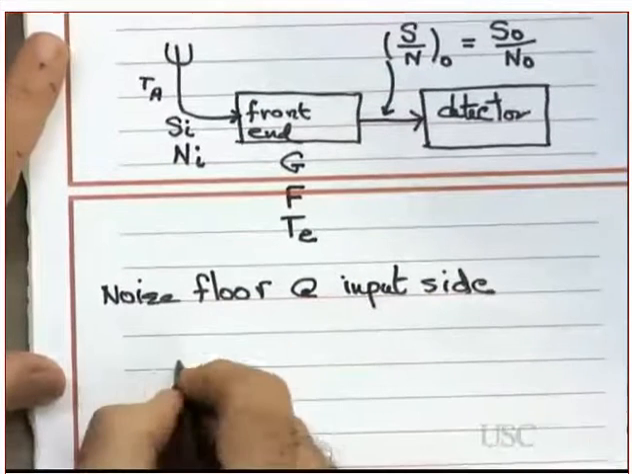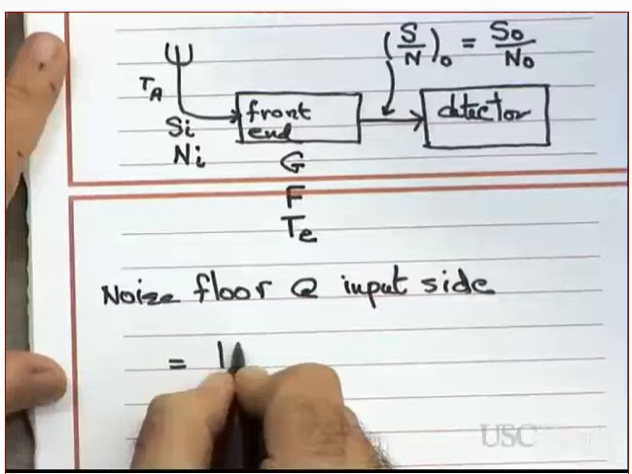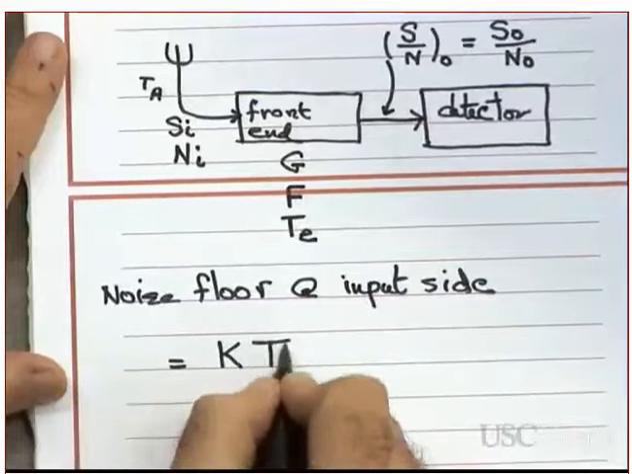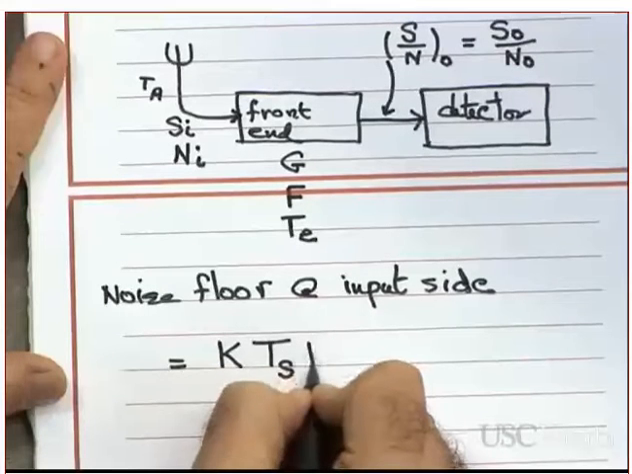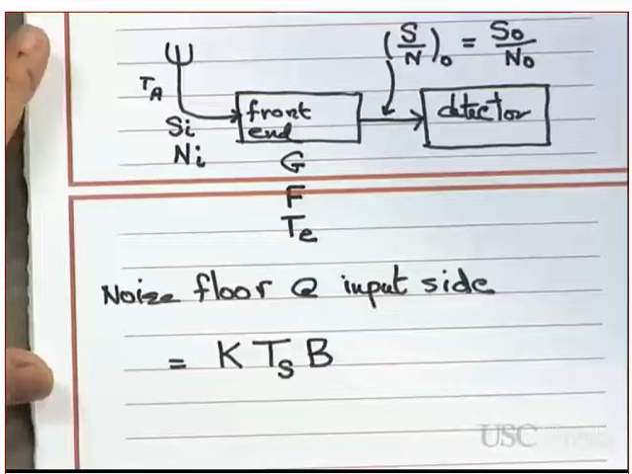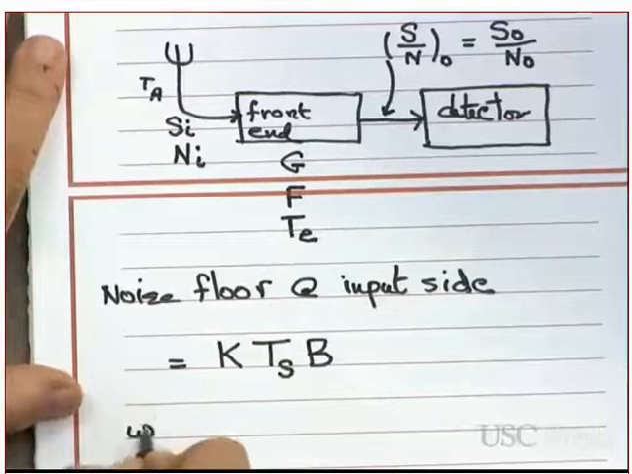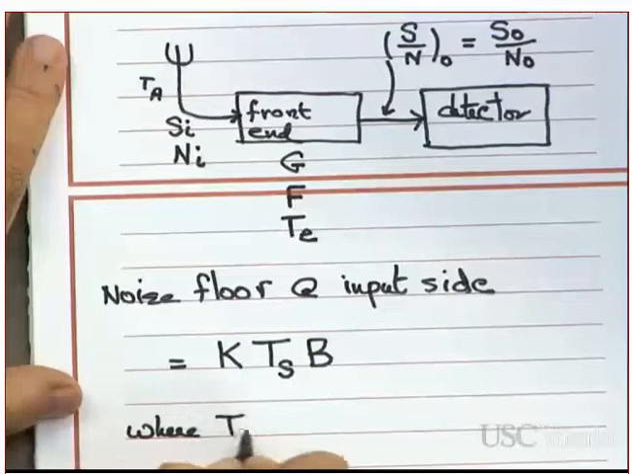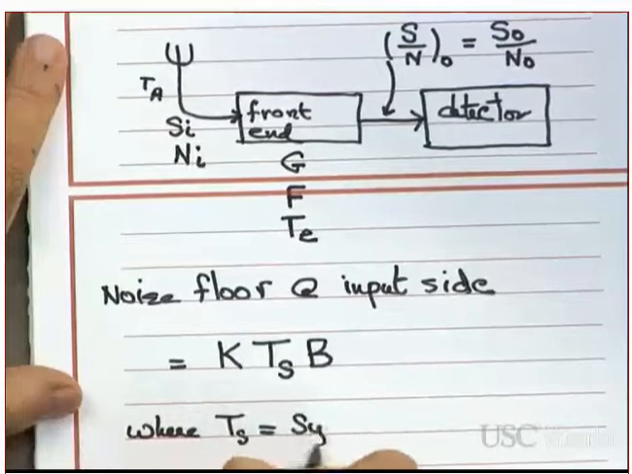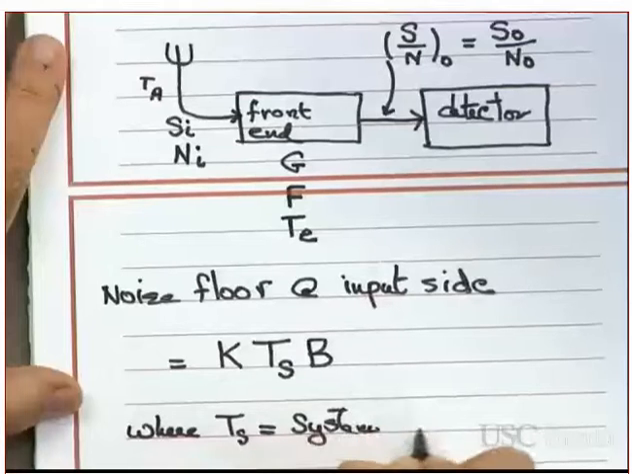The noise floor at the input side is equal to K T sub S B. Are you following me so far or not? Where T sub S is equal to the system temperature.